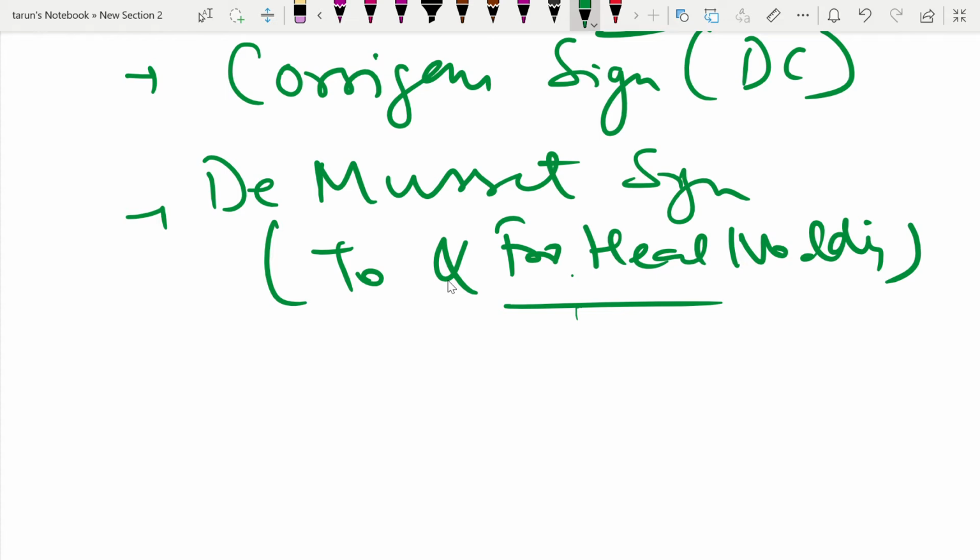This is Corrigan sign. This is De Musset sign. What was Corrigan sign? Corrigan sign was the dancing carotid, but De Musset sign is the head movement.